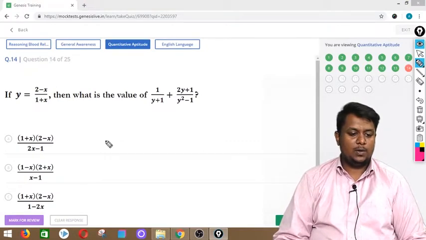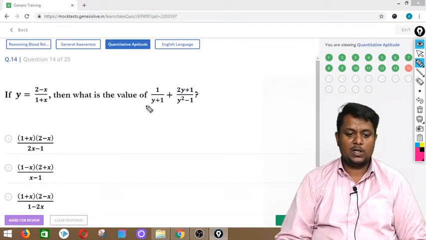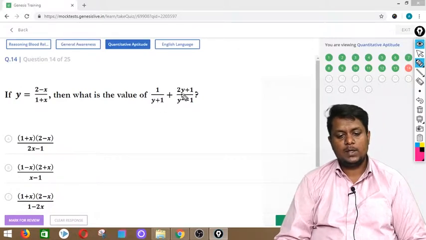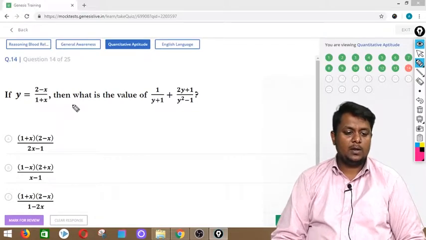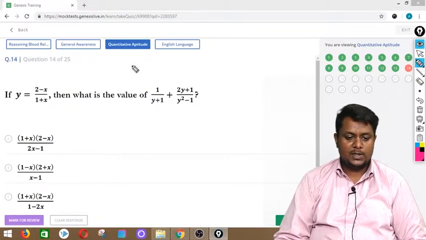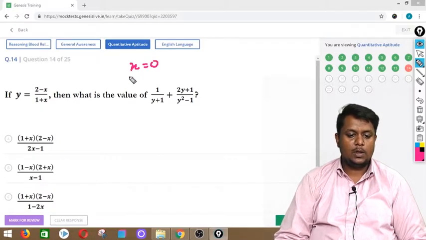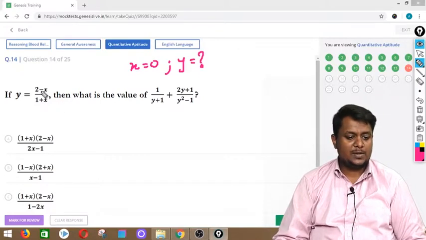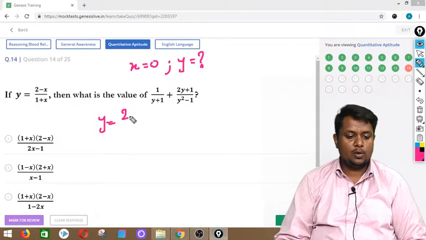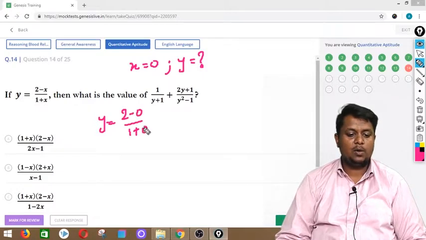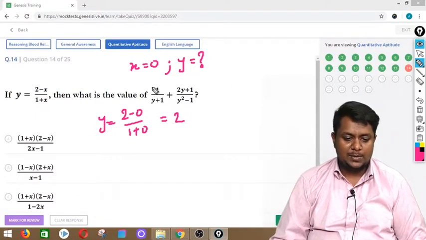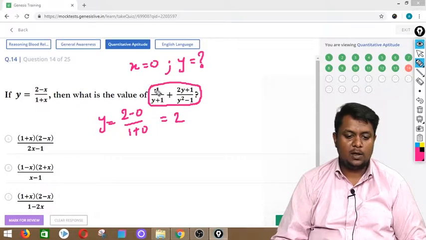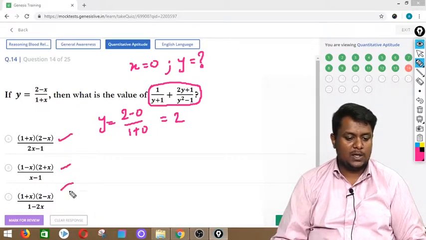If y is equal to 2 minus x divided by 1 plus x, then what is the value of 1 by y plus 1 plus 2y plus 1 divided by y square minus 1? Now what we can do here is we can substitute a value for x. So I am going to substitute x is equal to 0, and I am going to find out for x is equal to 0 what is y. So when I substitute x is equal to 0, y is equal to 2 minus 0 divided by 1 plus 0, which is 2. So y value is 2, right? So I am going to substitute that y value in the given equation here, and I am going to substitute the x value in one of these 4 options.